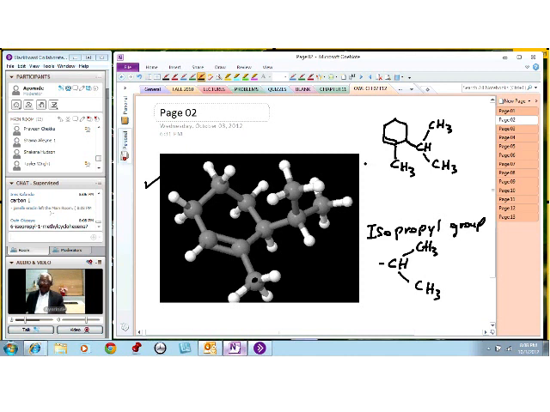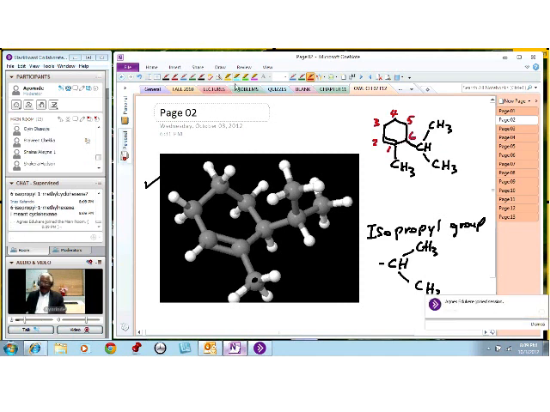Whenever you have a ring system, the carbon-carbon double bond must be in positions 1 and 2. And in this case, since this carbon here is attached to a methyl group, this carbon has to be carbon number 1. Okay, so let us number this. This is carbon 1, therefore this is 2, this is 3, this is 4, this is 5, this is 6.